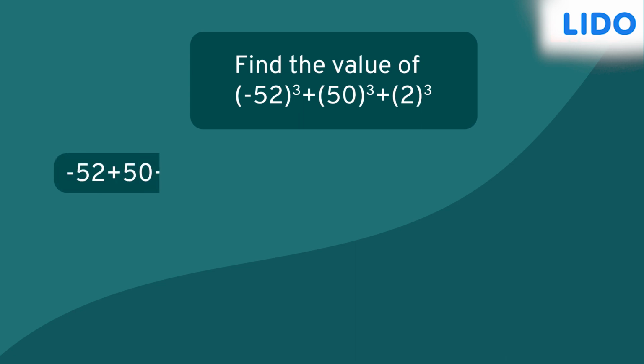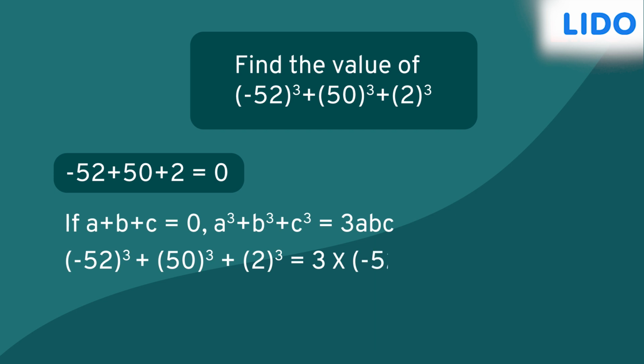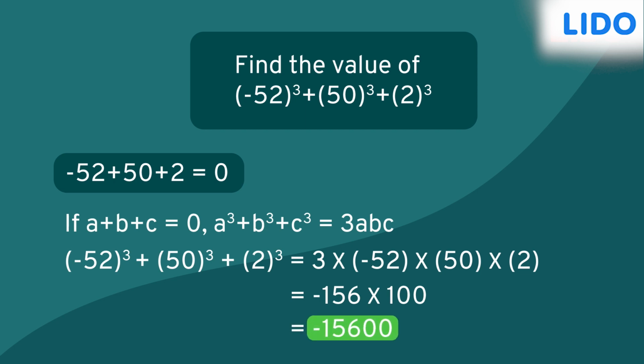Minus 52 plus 50 plus 2 equals 0. And because the sum of the given terms is 0 and we have to calculate the sum of their cubes, we can apply the conditional relationship we just learned to solve this. Accordingly, minus 52 cube plus 50 cube plus 2 cube equals 3 times minus 52 times 50 times 2. Hence, the answer is minus 15,600. That was pretty simple, wasn't it? We didn't even have to calculate the numbers' cubes.